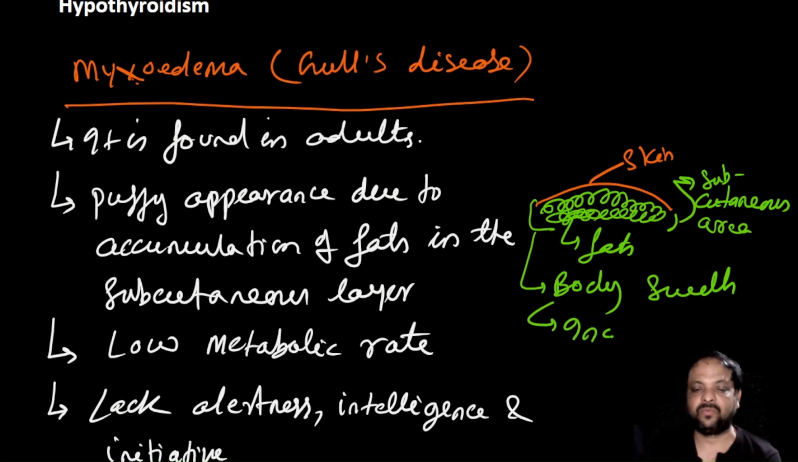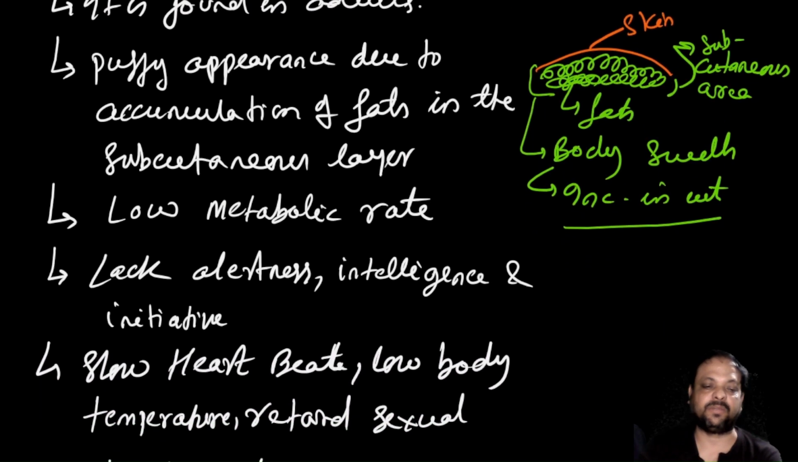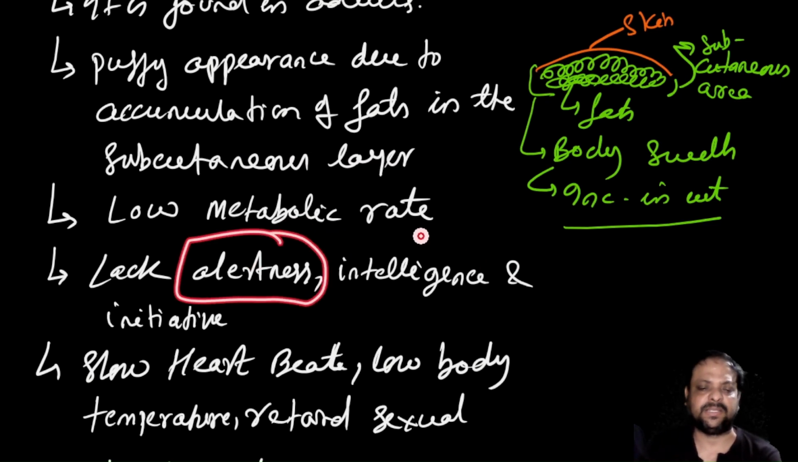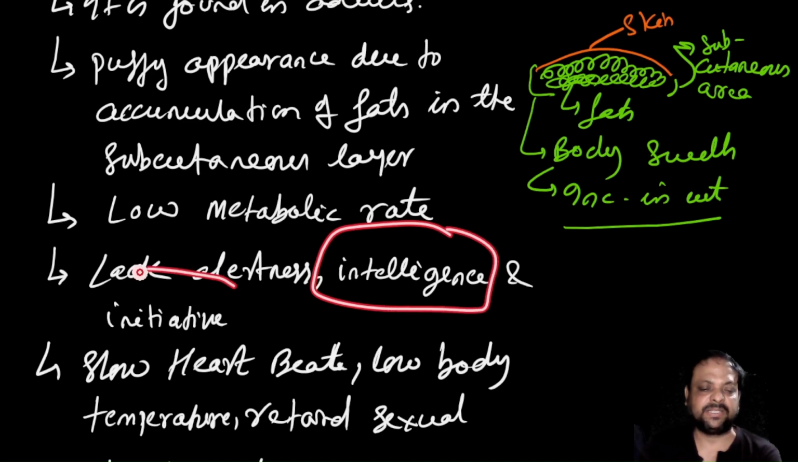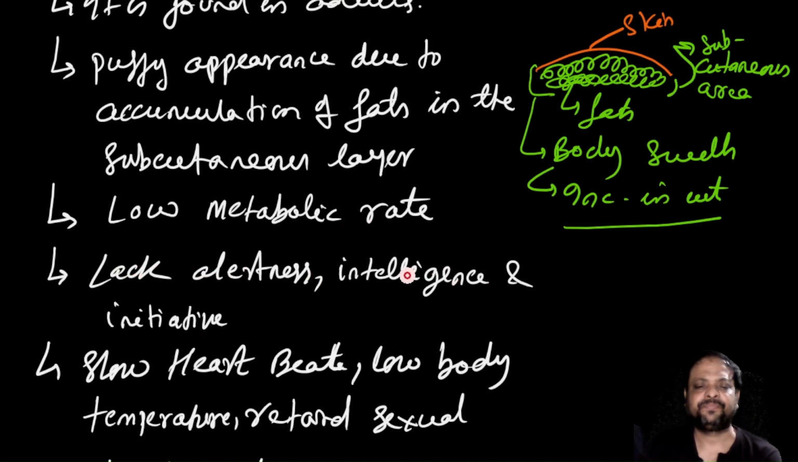And also we find that without any cause, there is an increase in weight. So this increase in weight in the body is the puffiness. Got it? So when the puffiness increases and the body weight increases, the metabolic rate becomes low. So the metabolic rate decreases. And when the metabolic rate decreases in this disease in adults, what do we find? Lack of alertness. They become very lazy. Intelligence power decreases. Initiative action also decreases. They become very lazy persons.